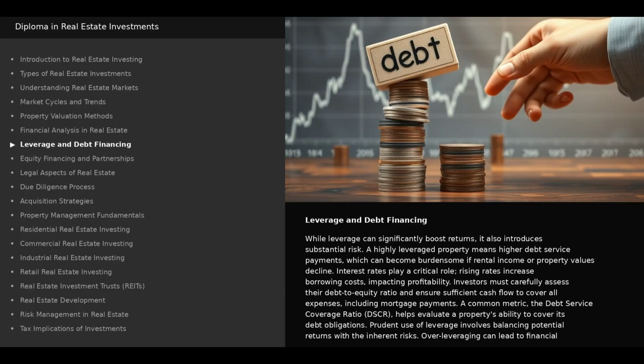A common metric, the debt service coverage ratio, DSCR, helps evaluate a property's ability to cover its debt obligations. Prudent use of leverage involves balancing potential returns with the inherent risks. Over-leveraging can lead to financial distress, especially during market downturns, making careful planning essential.